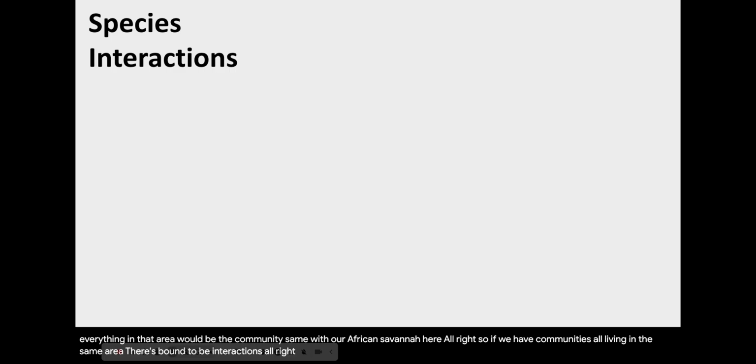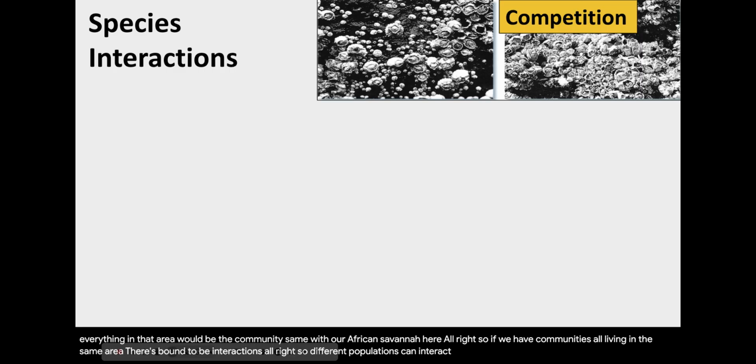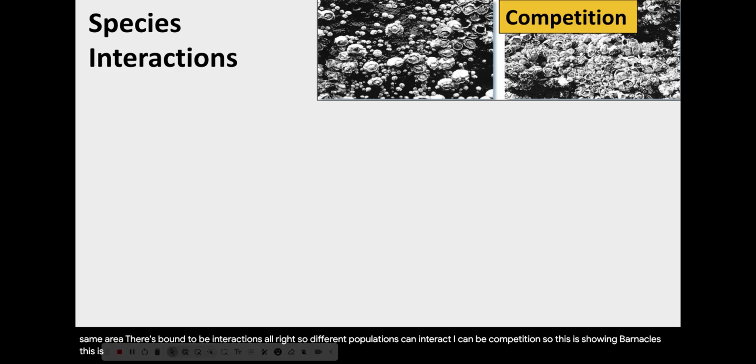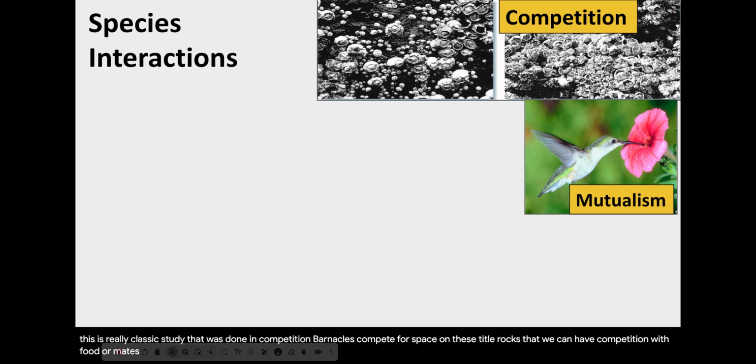All right, so different populations can interact. Right, there can be competition. So this is showing barnacles. This is a really classic study that was done on competition. Barnacles compete for space on these tidal rocks. Now we can have competition for food or mates. We can have interactions where it benefits both parties involved or all parties involved, like mutualisms.